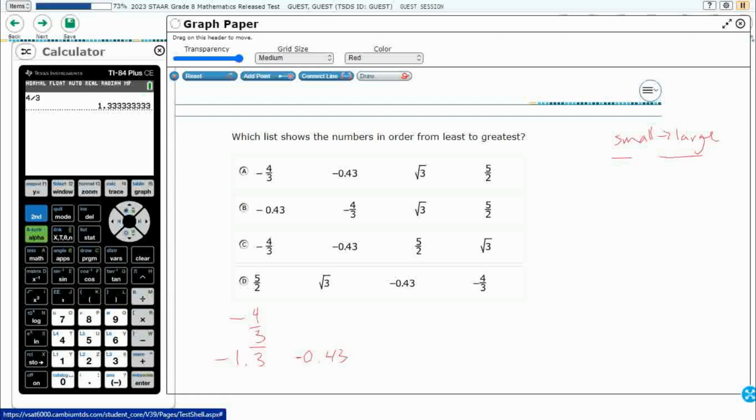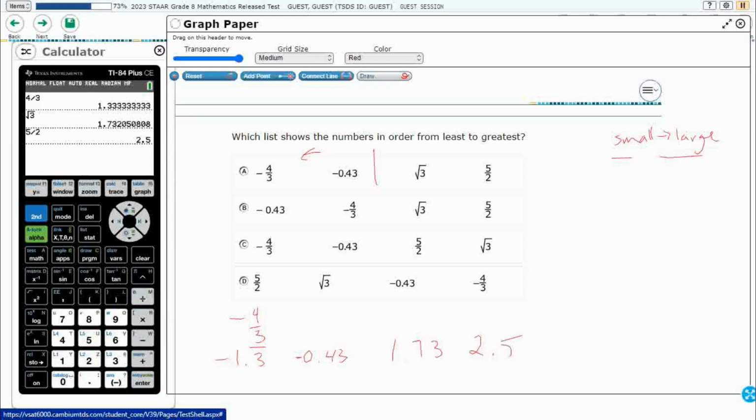Then I need square root of 3 and 5/2. This might work because I've got the two negatives on the left, so I definitely need the two negatives on the left. Let's check the square root of 3. I'm going to hit my second, and then that x squared to get the square root. It's going to be 1 point something, 1.773. And then I've got my 5/2. Well, that's just going to be 2.5. So actually A is correct.